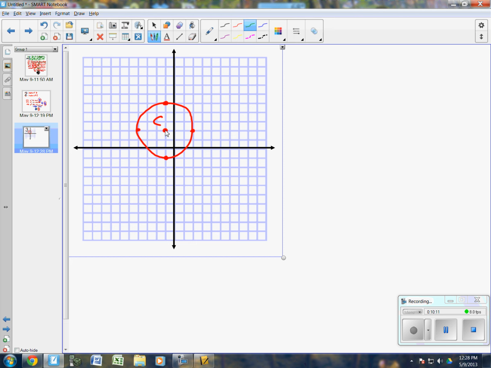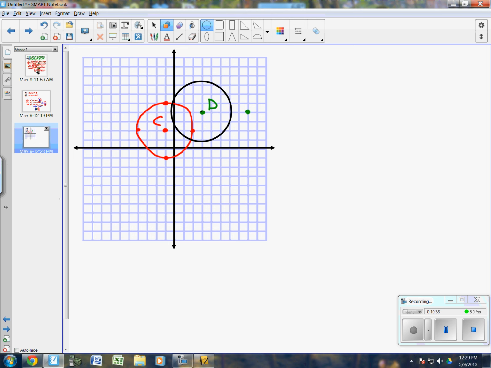And then I have another one over here. That's 3, 4. 1, 2, 3, 1, 2, 3, 4. So that's a 3, 4. This circle is called circle D. And it has a radius of 5. So 1, 2, 3, 4, 5. Okay, there's my other circle with a radius of 5.